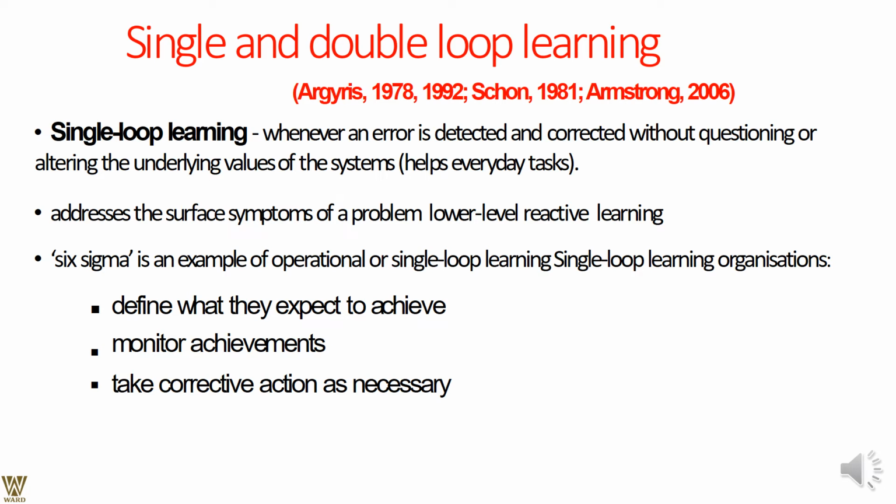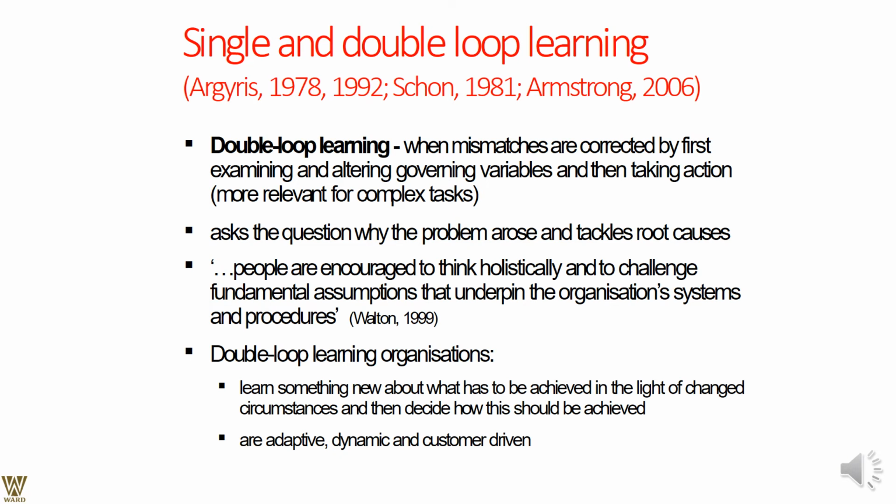Single loop learning organizations, what exactly do they define? They define what is to be achieved, what is expected. Definitely, single loop learning monitors every growth, monitors every aspiration, monitors every achievement. They essentially take corrective action when necessary. Remember, this is a very, very vital thing.